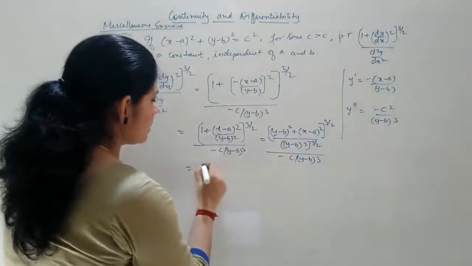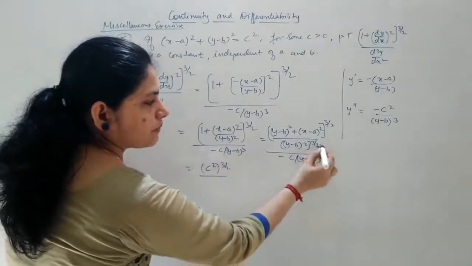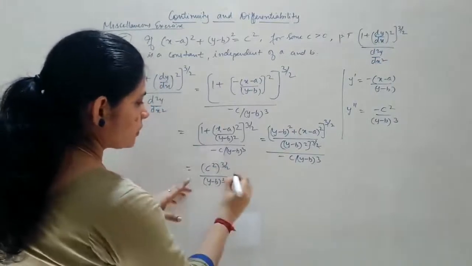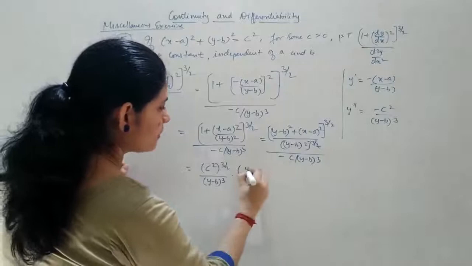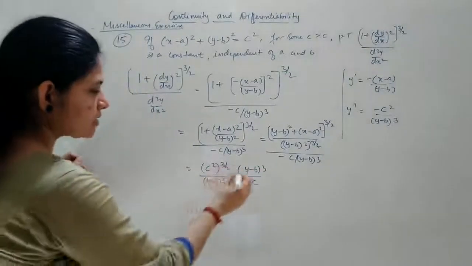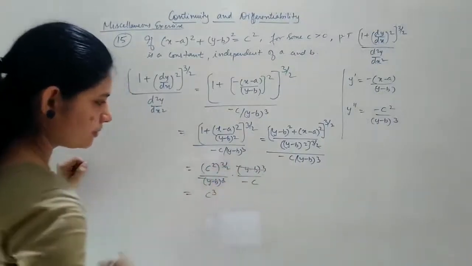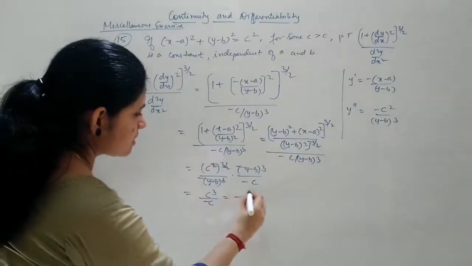So you get c square the whole raised to 3 by 2 divided by this will become power 3 y minus b the whole cube, into here what you have is this will go up y minus b the whole cube divided by minus c, so that these two get cancelled and the power of this will become c cube divided by minus c, which is minus c square.